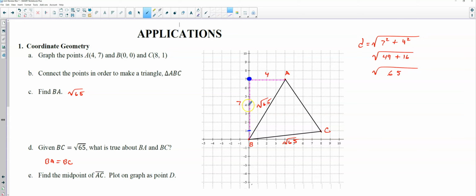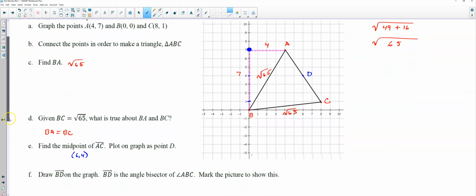And in that 4, which is my midpoint here, I'm going to go straight to that line. And look, it's right there. That is at 6, 4. So the midpoint of AC is 6, 4. Plot on graph as point D. So this must be point D. There we go. Is there anything else?